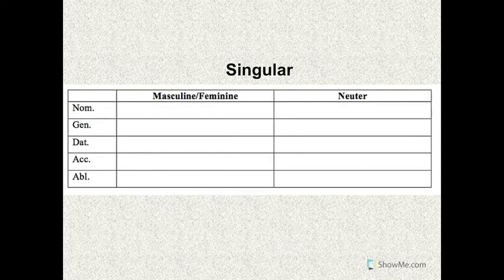Let's take a look at the forms. However, before we even get going, do you recognize something unusual about this chart? Yeah, the masculine and feminine columns have been condensed into one. And specifically, we use this column if we're talking about people. The neuter column we use if we're talking about things.